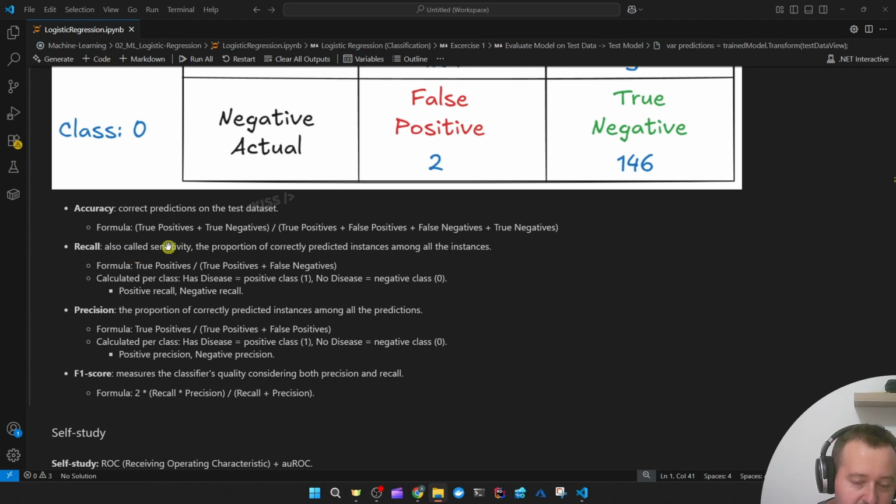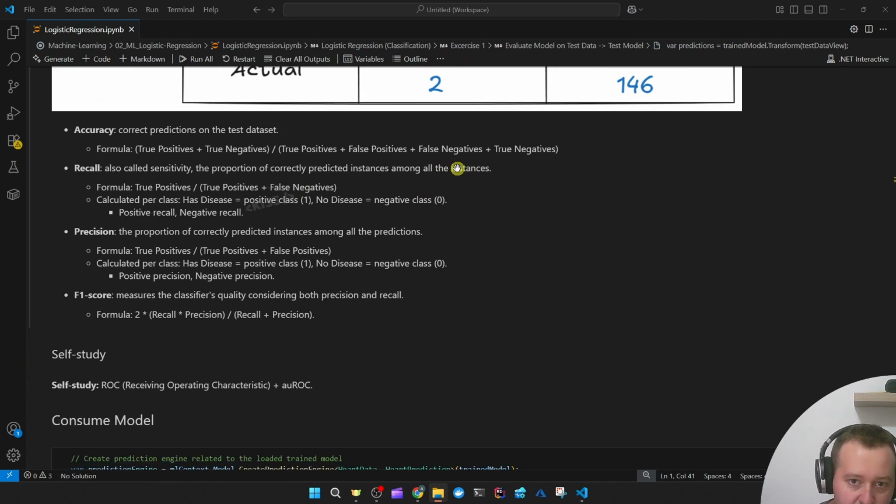Recall, also called the sensitivity, is the proportion of correctly predicted instances among all instances. So the number of correctly predicted ones, that could be has heart disease or has no heart disease, and it has to be correct, so the prediction is the same as the actual value in the test set. And then it's likely going to make a few mistakes since it doesn't have 100%, which we also didn't expect. So there's going to be a bit more instances than correctly predicted instances. So the total test data rows.